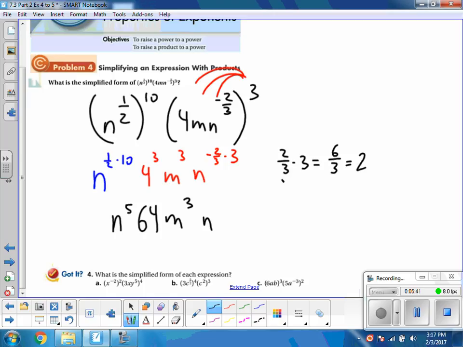Okay, so I got my 2/3. And we could say negative 2/3 times 3, multiplying my fractions, I end up with negative 6/3, which is negative 2. So it's n to the negative 2. I gotta do some more simplifying here.